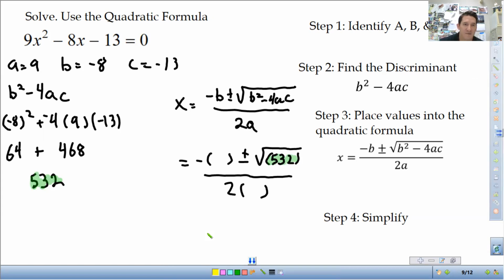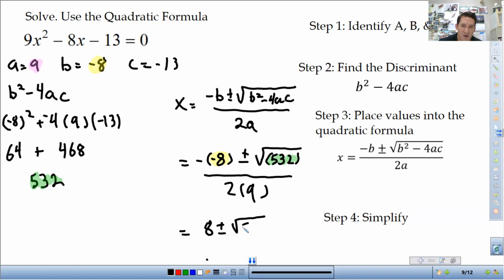And then we have B is -8. Be careful with the negatives on there. So it's -8 that goes in there. And then A is 9. So we get -8 is +8 plus or minus the square root of 532 over 18. This simplifies more. We can simplify this radical. We can divide that a little bit, but we're just going to leave it like this. We're going to keep it simple. Plug it in. We're done there.